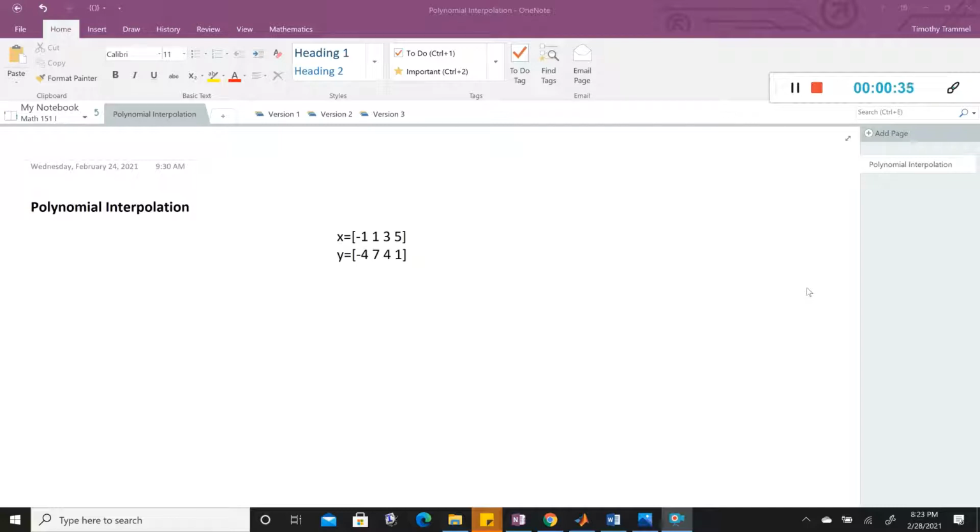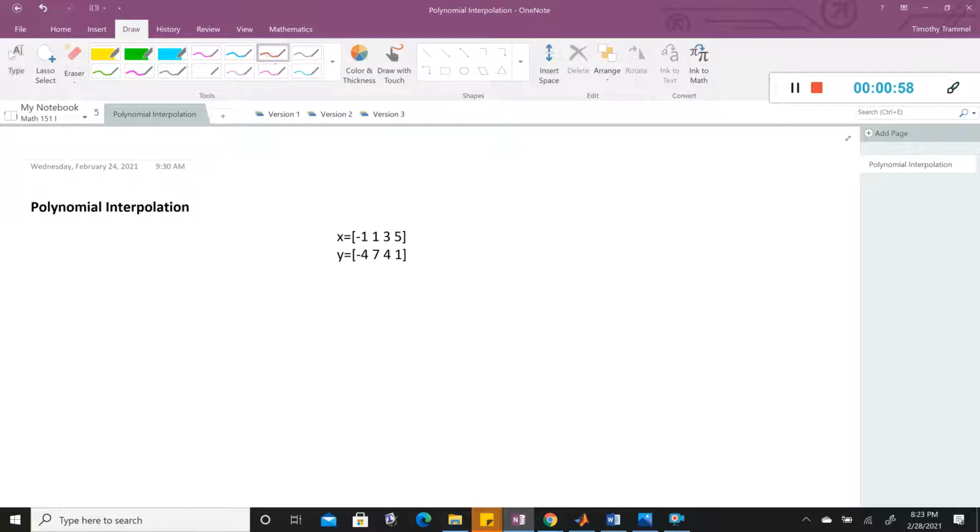point. So if we were doing linear interpolation, we would need 2 points because a line requires 2 points. If we were doing quadratic interpolation, we'd need 3 points. And for instance, since we have 4 points here, we'll be fitting this with a cubic. Let's go ahead and write down maybe what that cubic might look like.